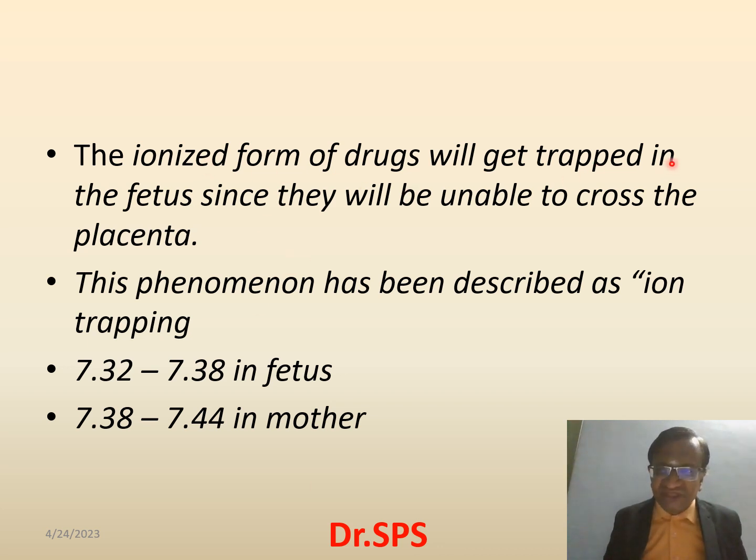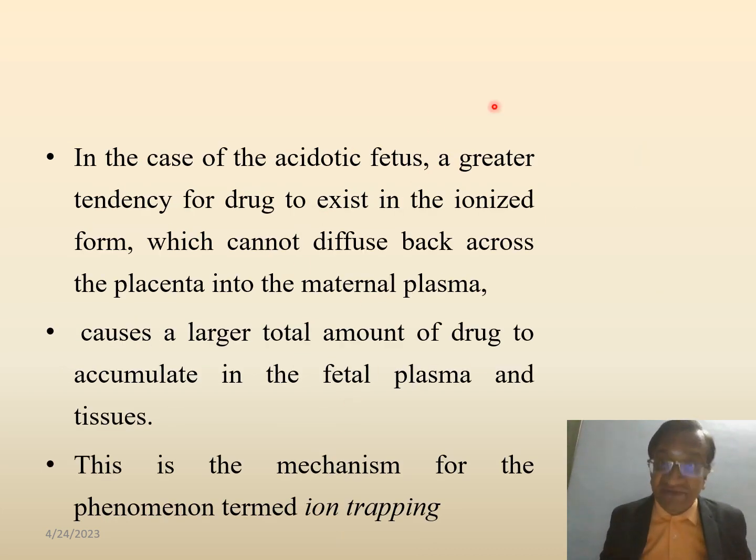The ionized form of drugs will get trapped in the fetus so that they will be unable to cross back. This is what is called ion trapping because the pH of the mother is 7.4 and the pH of the fetus is 7.35 or something like that. If it goes from mother to fetus, there the uncharged form will become less. Only the uncharged form can cross back to the mother, so the drug gets trapped there in an acidic environment. That is what is called ion trapping. In case of an acidotic fetus, think of 7.32 to 7.38; the pH of the fetus becomes 7.2 because of hypoxia. Yes, a large amount gets trapped. This becomes dangerous trapping.